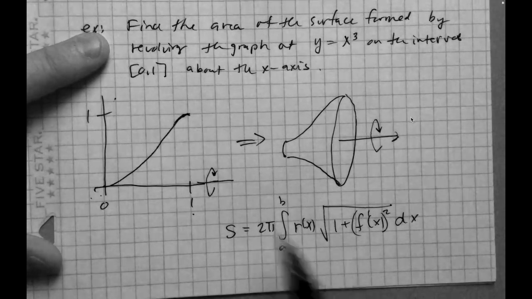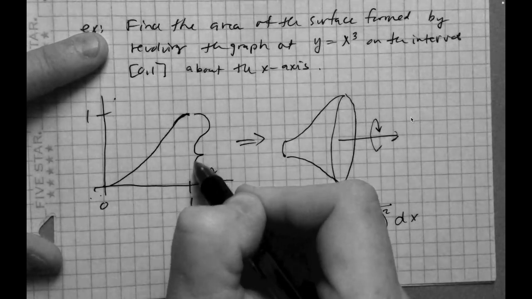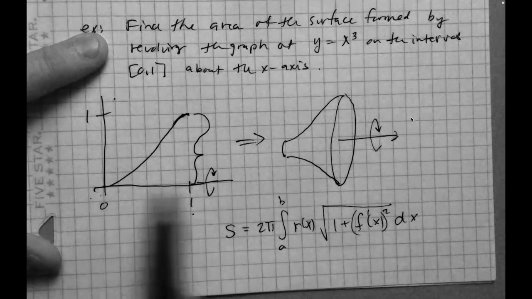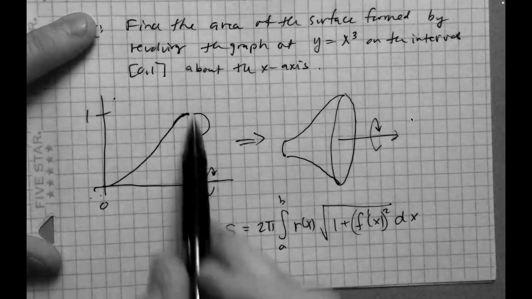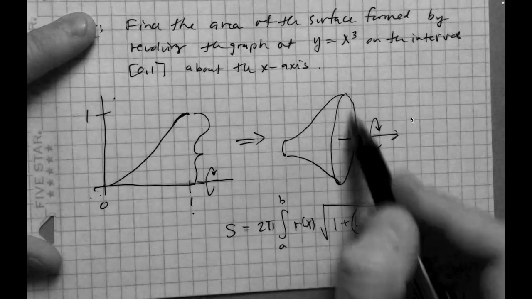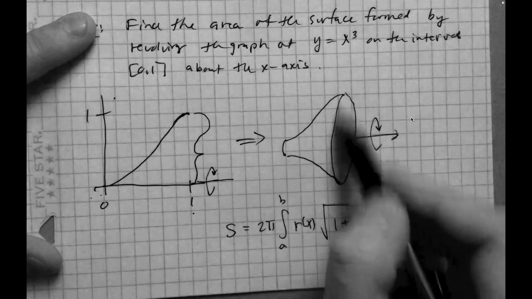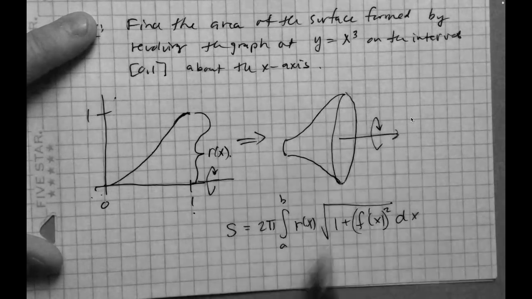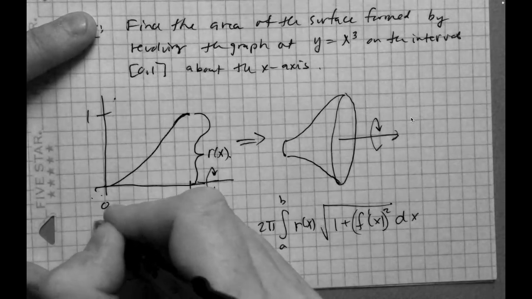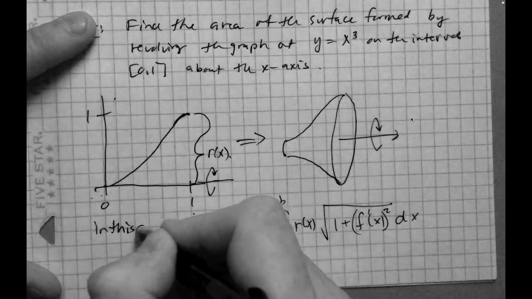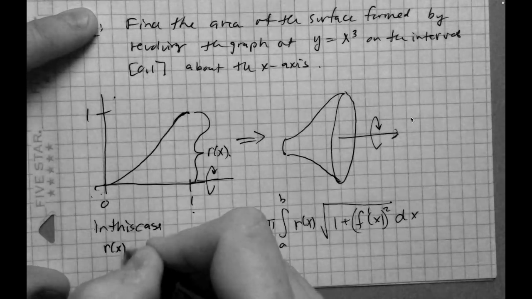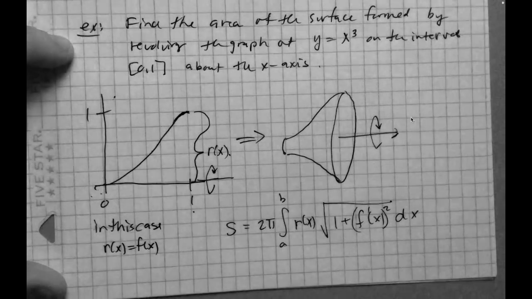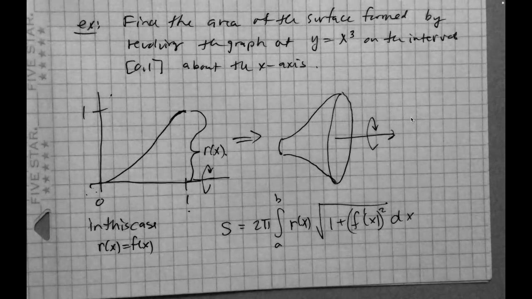Well, r of x is going to be the distance from the axis of rotation along the parallel surfaces of the frustum, right? So this is our r of x. In this case, and this isn't always the case, r of x equals f of x. Okay, in this example it does. So r of x is x cubed.